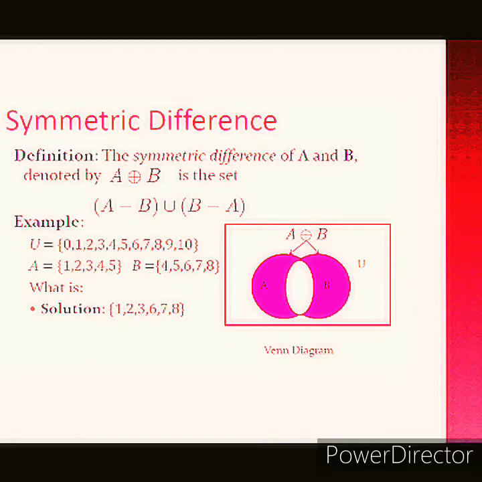The second method is, you can find the symmetric difference by finding both A minus B and B minus A, and then take the union. The result will be the same.